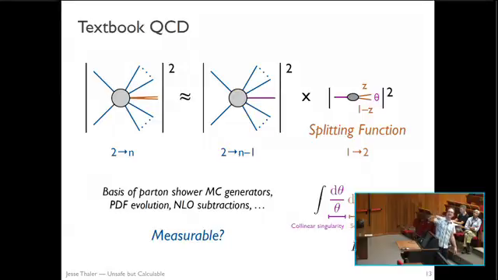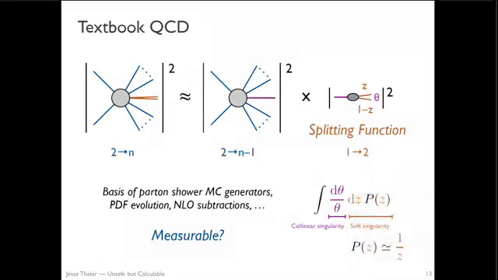Let's say I have a scattering amplitude for a 2 to n process. This is at the parton level, quarks and gluons. And let's say two of those partons get really close in angle. There's a factorization in this collinear limit that says that to understand the 2 to n process, I can factorize it into a 2 to n minus 1 scattering process and take that one parton and split it in two. This is known as an Altarelli-Parisi splitting function.